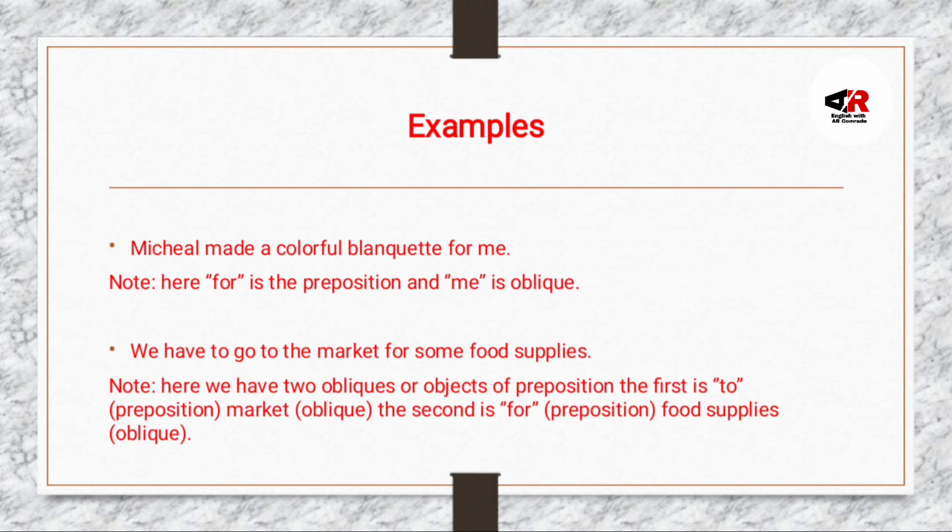So here are examples. Michael made a colorful blanket for me. Now here, for is what? For is the preposition and me is the oblique. We have to go to the market for some food supplies. Now we have two obliques or objects of preposition. The first is: to is the preposition, market is the oblique. The second is: for is the preposition, food supplies is the oblique. So I hope you got the examples of oblique object.